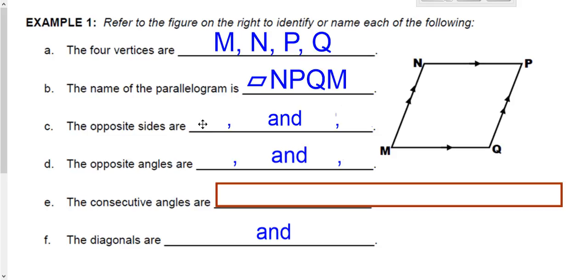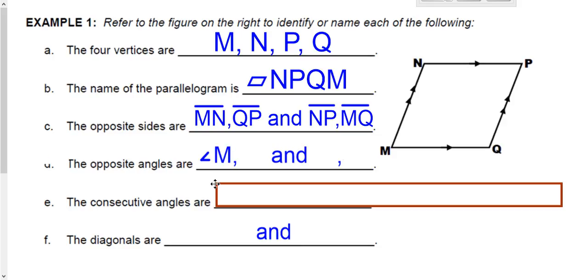Opposite sides. Well, if I have side MN, which side is opposite to it? The one over here, PQ. The other pair of opposite sides, which are parallel, NP and MQ, opposite over here.